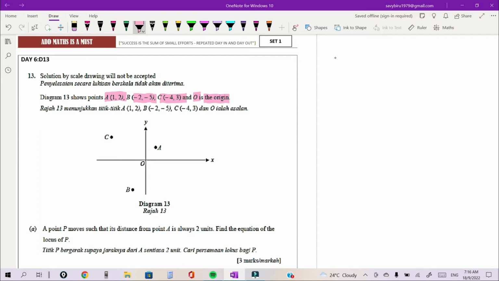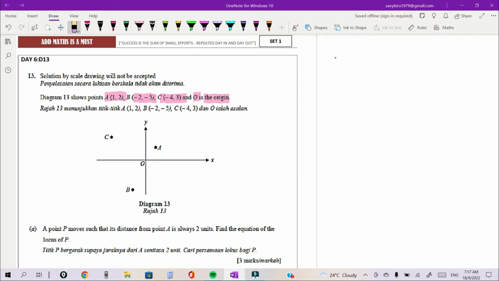Okay, the first question: a point P moves such that its distance from point A is always 2 units. Find the equation of the locus of P. So this one is under the subtopic locus.